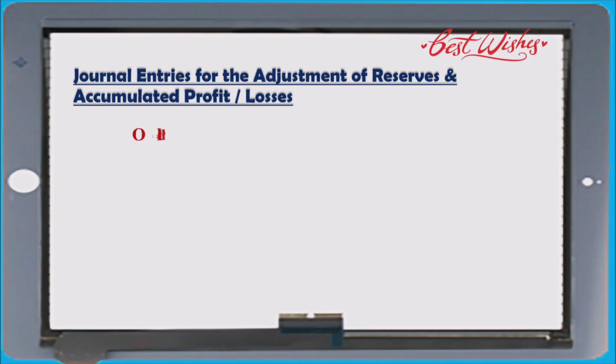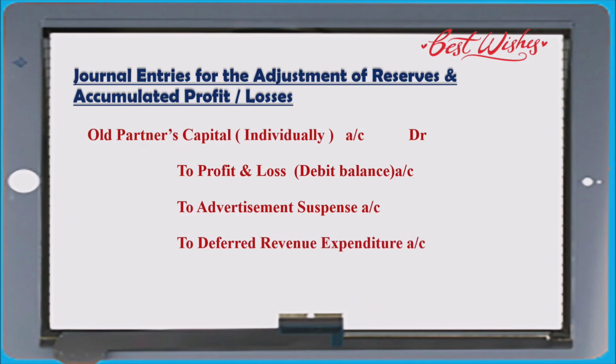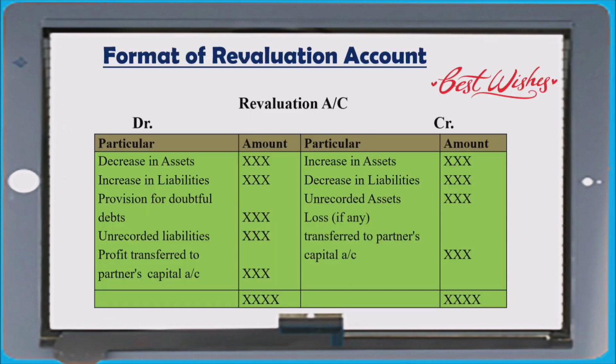And you have to remember accumulated losses: old partners' capital or current account debit to profit and loss debit balance, to advertisement suspense account, and to deferred revenue expenditure will come, and that is also shared in the old ratio. A very, very important area in the final accounting answers. We have to prepare the revaluation and the capital accounts.